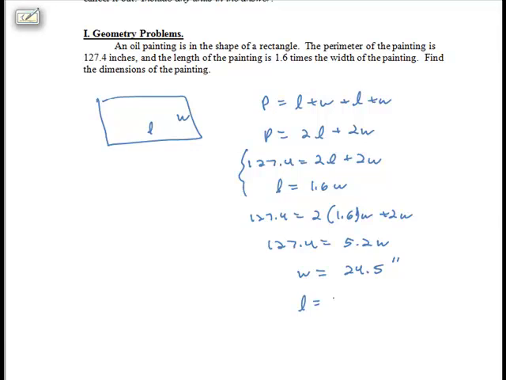Substitute that value back into the second equation in order to solve for the length. The length then would work out to be 39.2 inches. Take a quick check. We can substitute those values back into the system to make sure they're solutions to both equations within the system, and they are. They both check out.